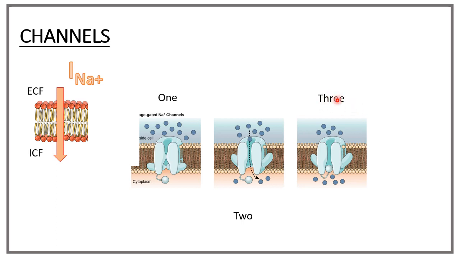Then after the 3rd stage, the cell repolarizes, and upon repolarization, the inactivation gate returns to its original position and the activation gate closes. And from this stage, again, the cell is ready to perform another action potential. All right, let's next look at the potassium channel.